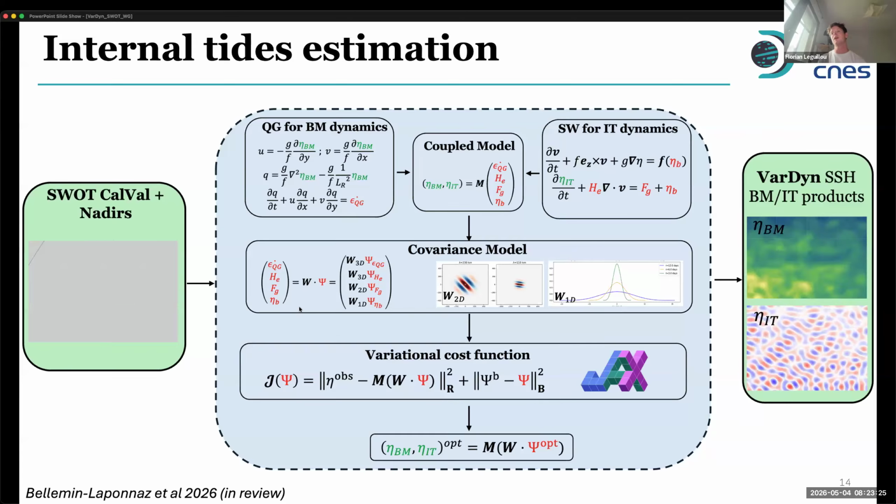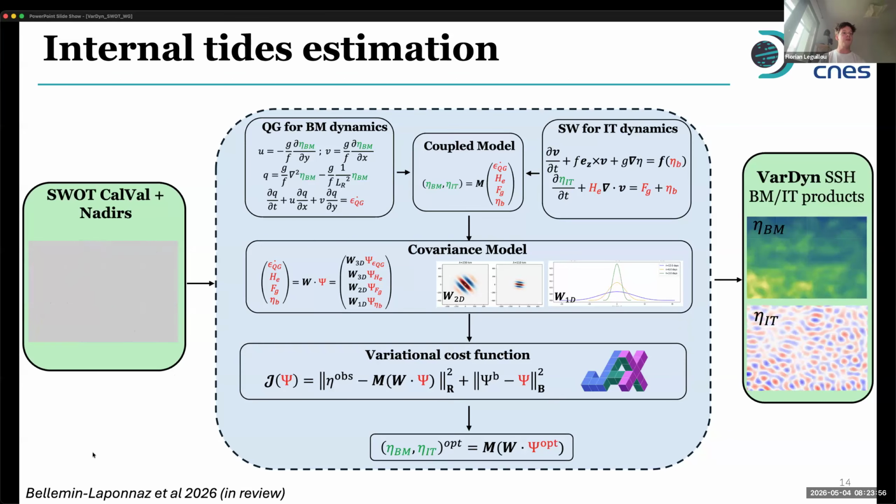And then we follow the same process. We use a covariance model for each parameter. We have a reduced basis operator, and we do the minimization in this reduced space, and then we get the optimal trajectory using the optimal control vector. So at the end, starting from SWOT data and Nadir data, we get the maps of balanced motion and the first mode of internal tides.